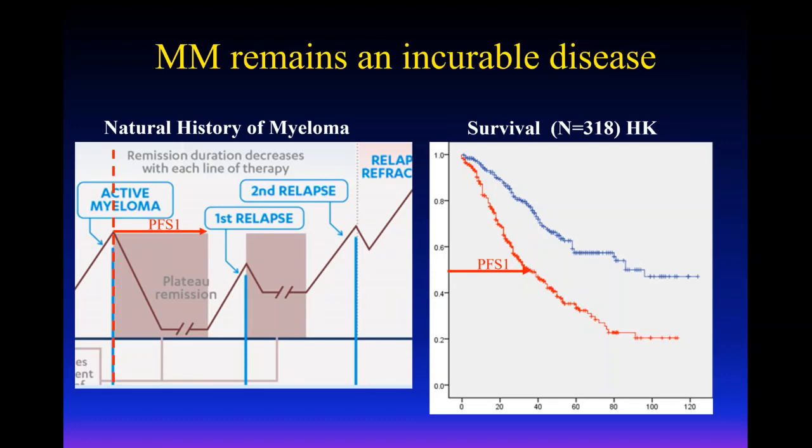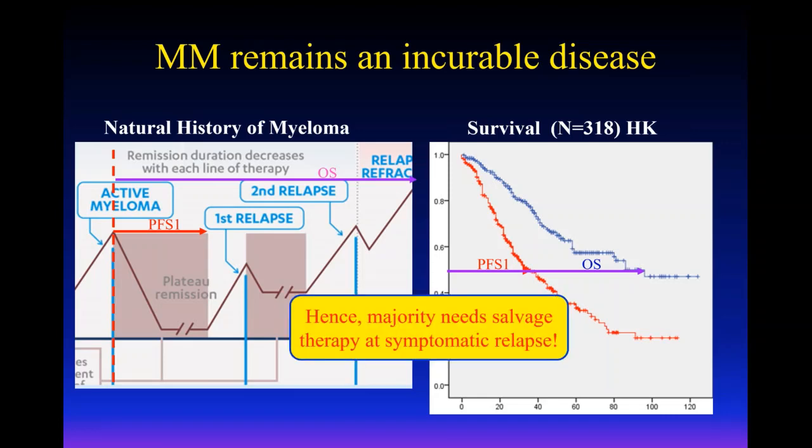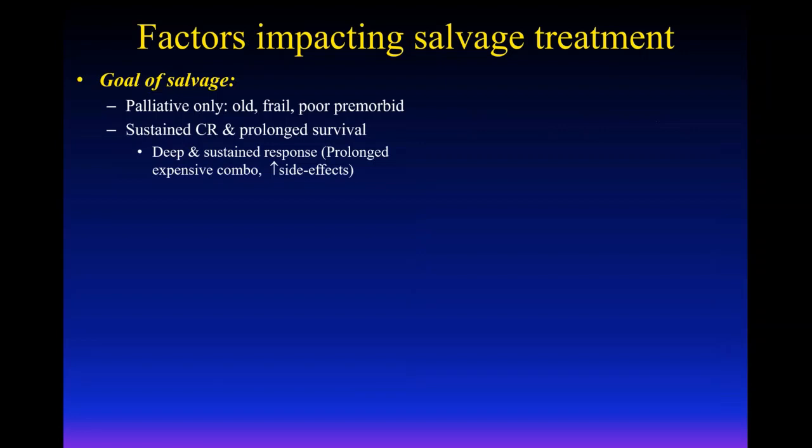But if you look at the progression-free survival, you can understand that despite a lot of advances and much improved survival, the majority of patients will eventually require salvage therapy at the time of symptomatic relapse. So at the time of relapse, what are the factors that impact your choice of regimen? I believe that first of all is the goal of the salvage. We really want to render another deep remission, complete remission, and prolonged survival in a relatively young patient after relapse.